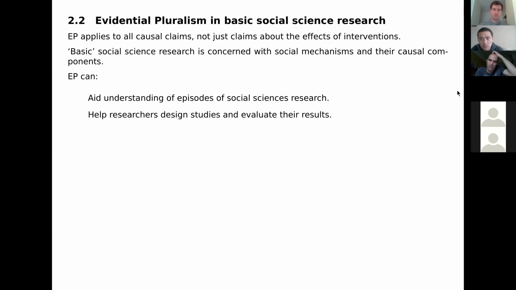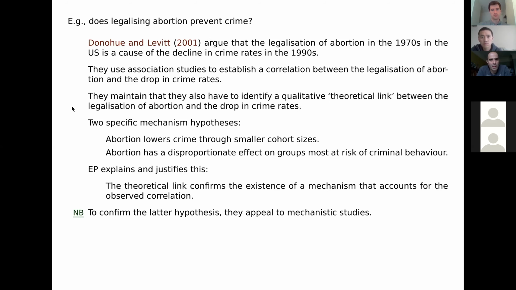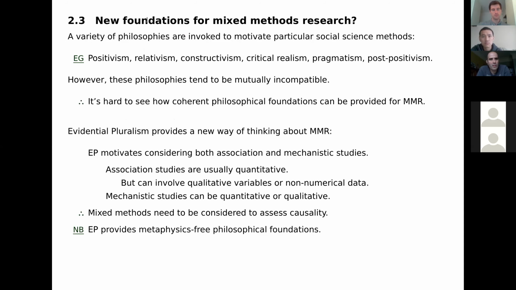And if evidential pluralism is a good way of understanding the epistemology of causality, then it should be a good way also of understanding causality in basic social science research. And our claim is that evidential pluralism can help understanding of episodes of social science research and help researchers to design studies and evaluate their results. I'll just skip over an example and move on to the third area of application, which is mixed methods research.